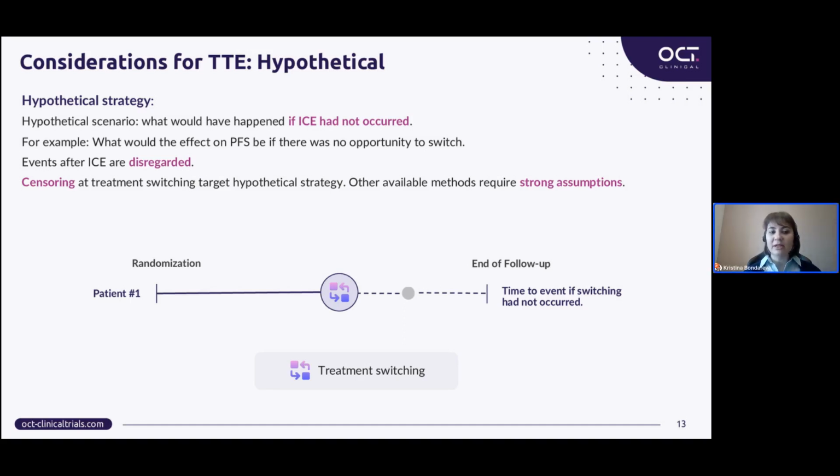If a hypothetical estimate is targeted, data collection beyond the start of subsequent therapy is not required. However, important data on prognostic factors for experiencing an intercurrent event, for example, for initiation of new anti-cancer therapy or a switch from control to treatment arm, may need to be collected.